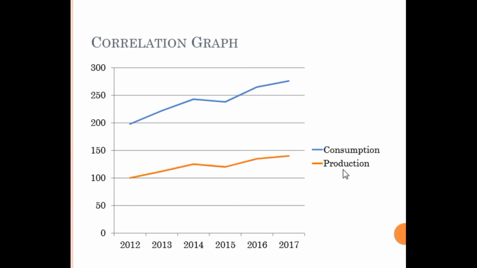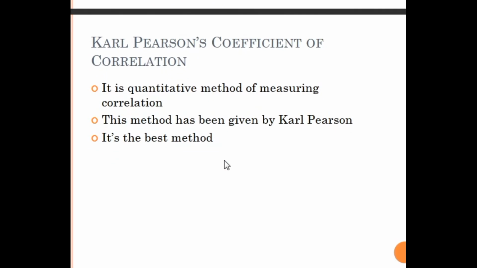As here, consumption and production are the two variables. Both are moving to which side? The positive side only. It may be a moderate degree correlation because there is a gap here. There is no close attachment of the variables. Now move to the next one.